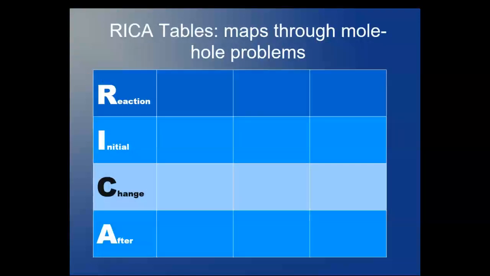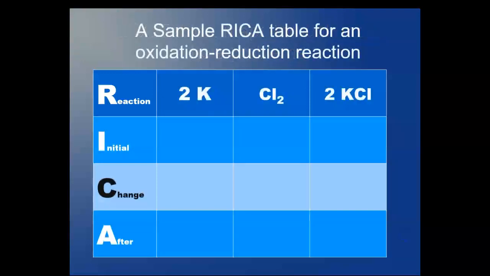A RICA table can be used to help us visualize the mole interactions. They're maps through the mole hole problems. Here's a sample RICA table for the oxidation-reduction reaction we just studied. 2 moles of potassium react with 1 mole of chlorine.